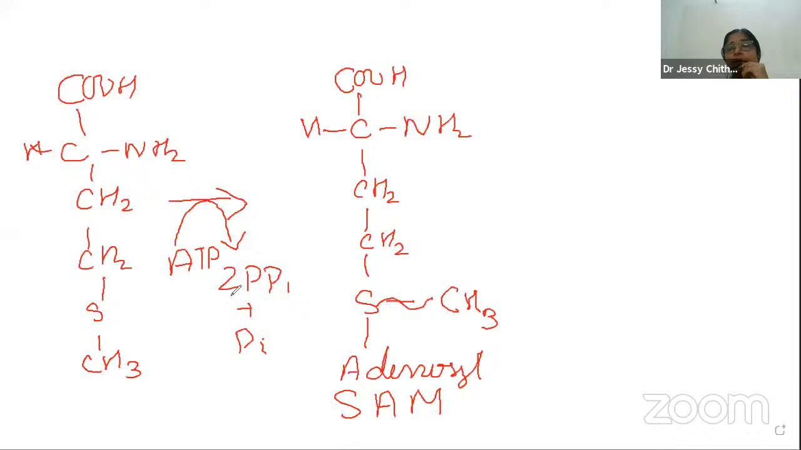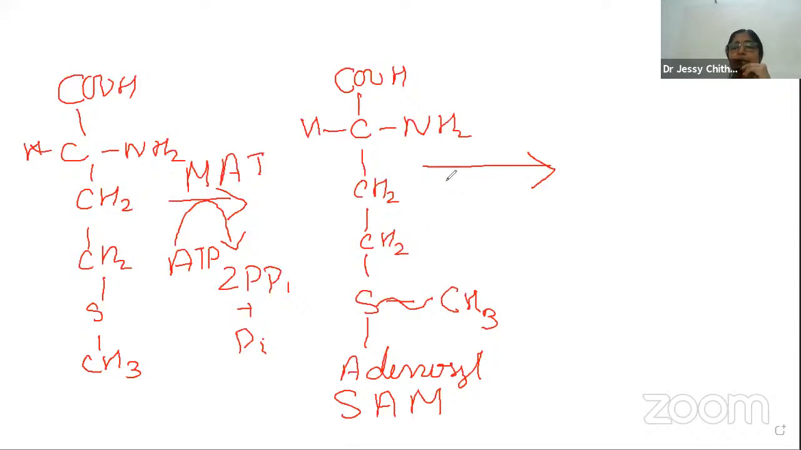The enzyme is methionine adenosyl transferase. Understand? So methionine, in the presence of adenosyl transferase, has the adenosyl group attached, forming S-adenosyl methionine. Now the methyl group is attached by a labile bond, so it can be easily removed.